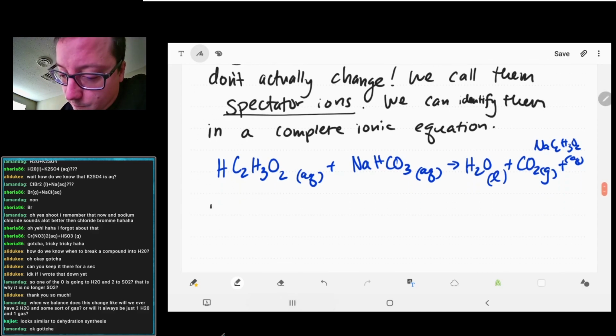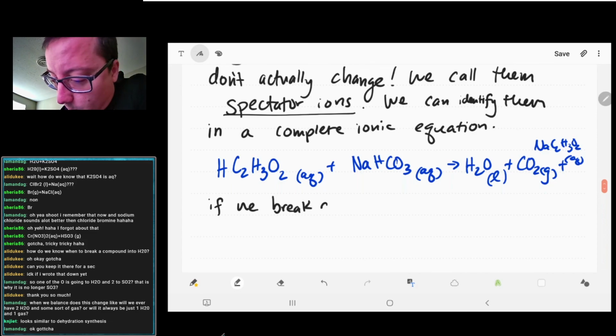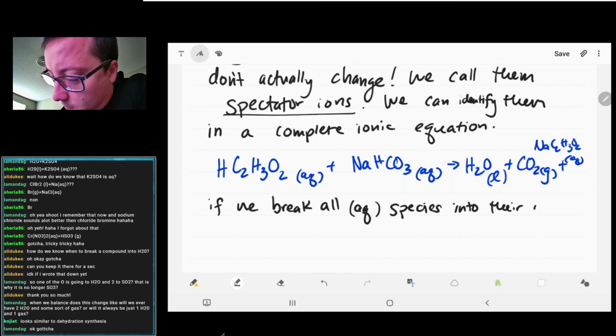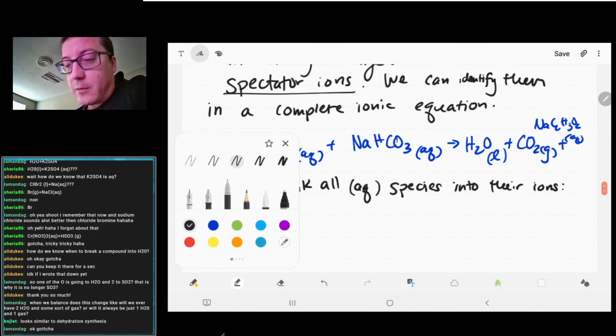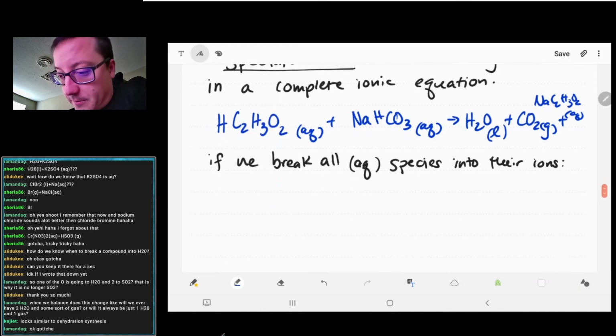If we break all aqueous species into their ions, let's take a look at what that would be. So we kind of use this as a way to figure out our double displacement products, but we can actually do it in an equation form.